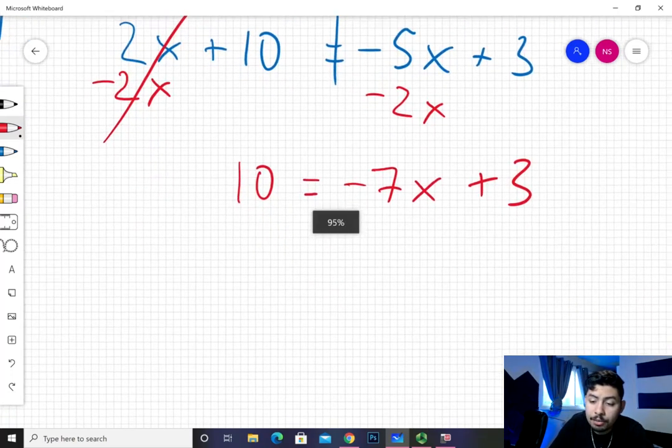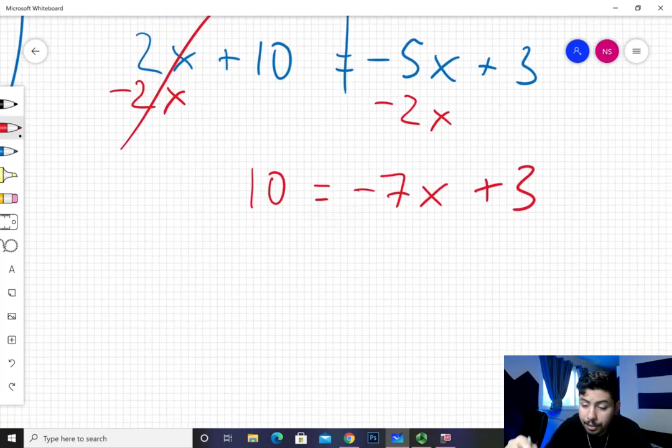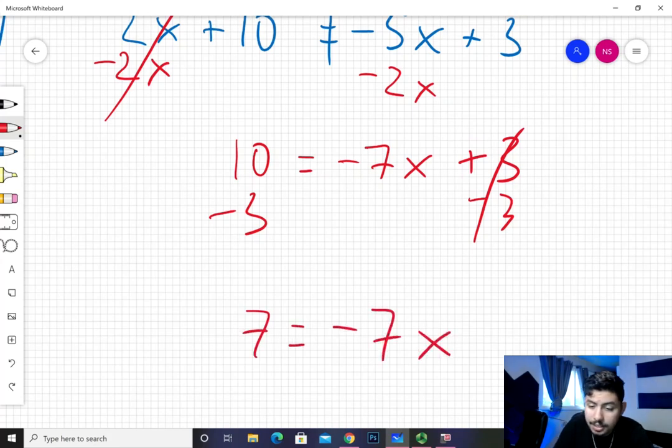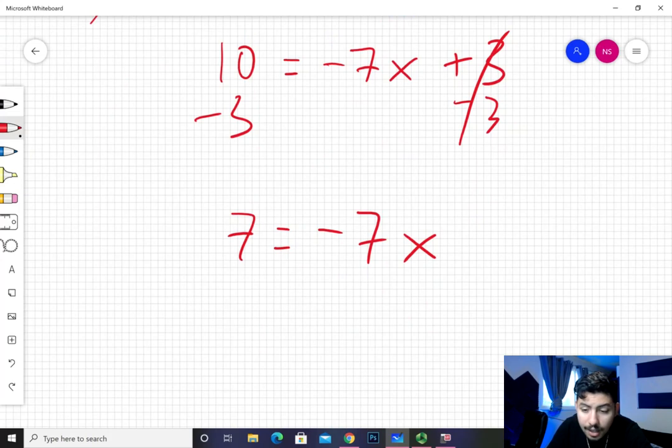And then now you could do the movement of minusing the 3 and throwing it over there. Because remember, always the opposite of the sign. This is a positive 3, so I've got to do minus 3. 10 minus 3 ends up giving me 7 equals negative 7x. And you're done with step number 3. You have a number on one side and a polynomial on the other side. Boom, easy peasy, lemon squeezy.